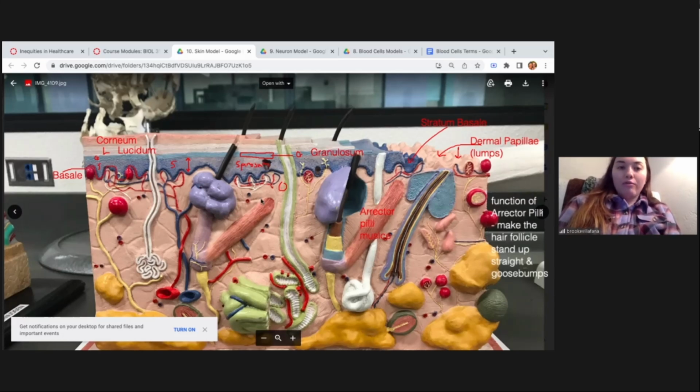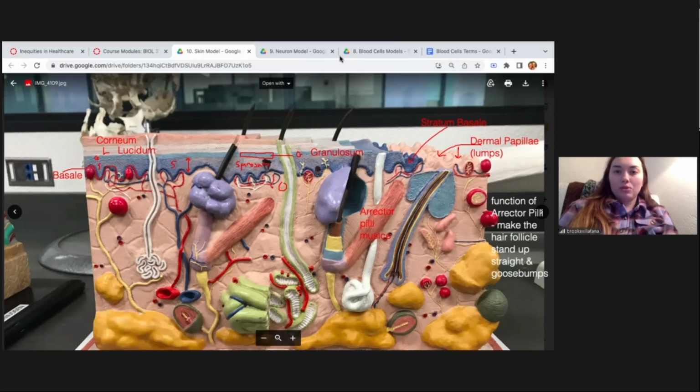If I write out a function, I'm trying to give you guys the most commonly asked functions on the test. Good. So the function of the erector pili muscle is to make the hair follicle stand up straight and to give us goosebumps.